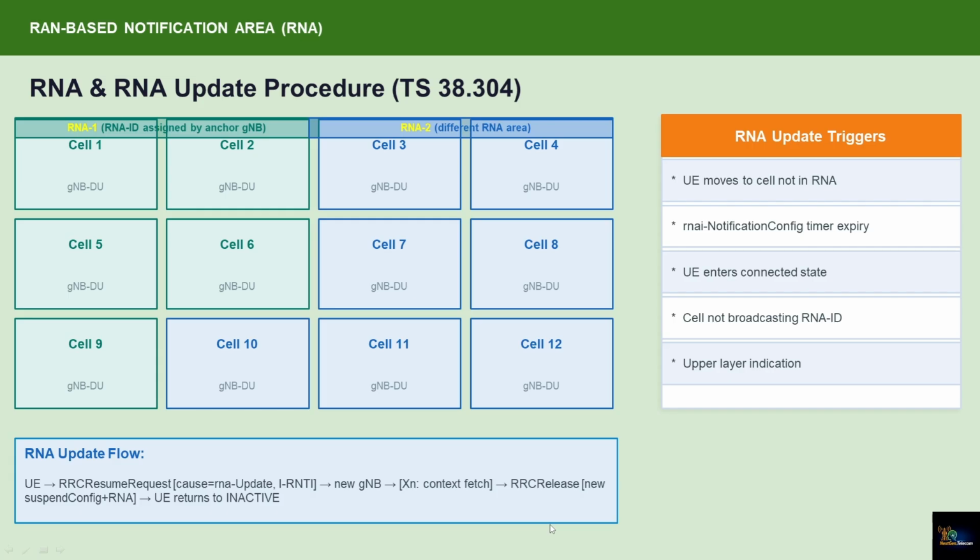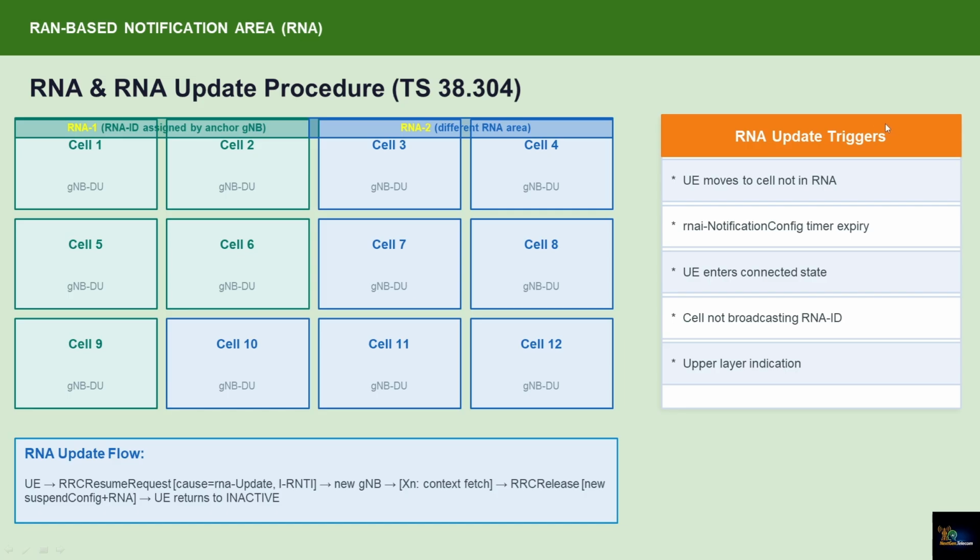The UE is still in the inactive state. If we move from one RNA area to another RNA area, it sends a resume request with the cause RAN update, with the I-RNTI, to the new gNodeB. The new gNodeB uses the Xn interface to fetch the context details, and then sends an RRC release to the UE with the new suspend config, in which the full I-RNTI and short I-RNTI will be there, plus the new RNA, meaning new RNA IDs, and you return to inactive.